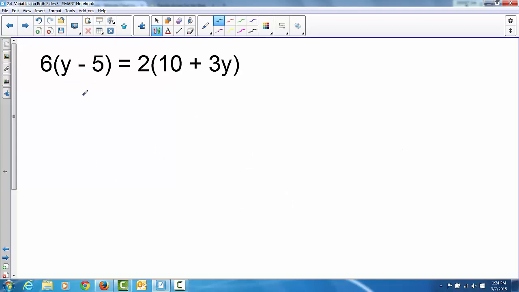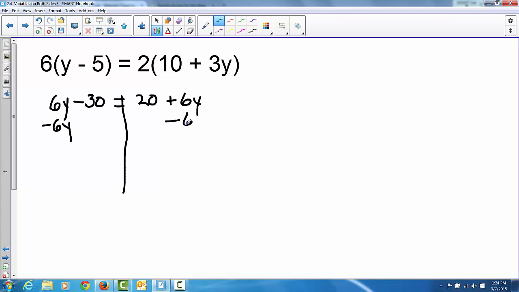Alright, let's try this one. You've got 6 times y, 6y. 6 times -5 gives us -30. 2 times 10 gives us 20. And 2 times 3 gives us 6y. So now we draw our line. We've got -6y and -6y. You're probably already able to see what's going to happen here. But let's work it on out.